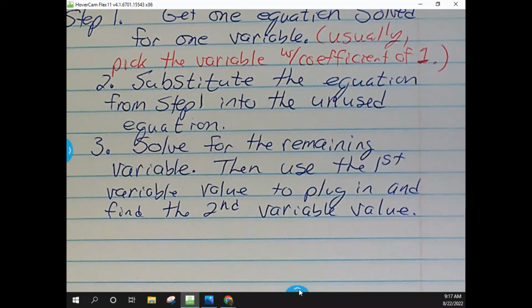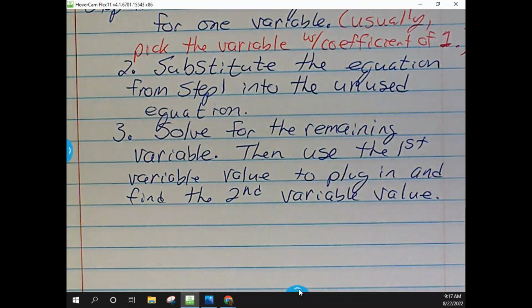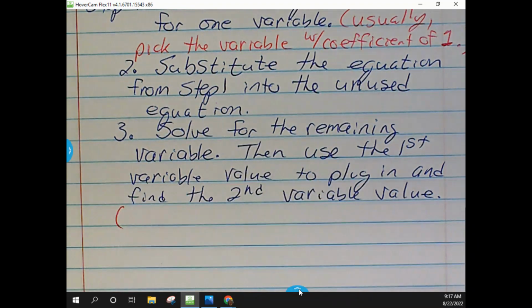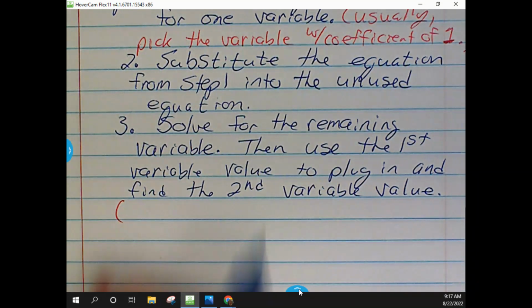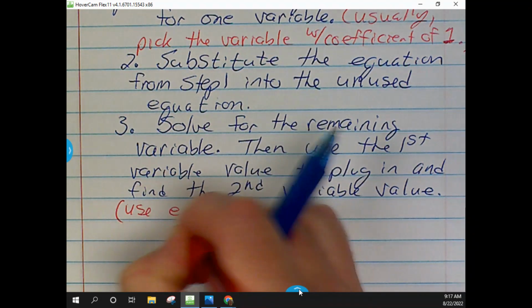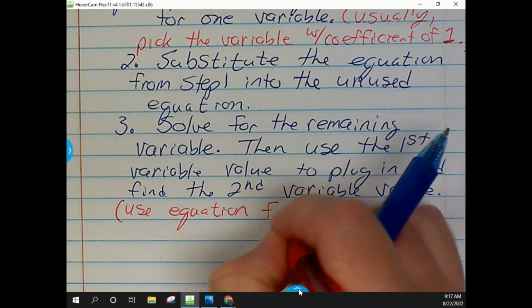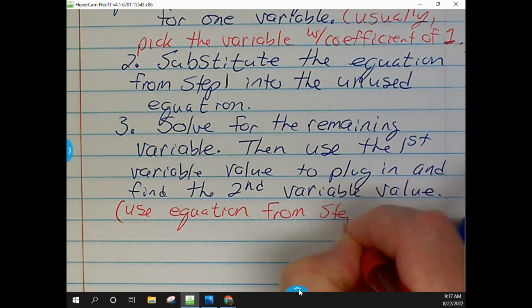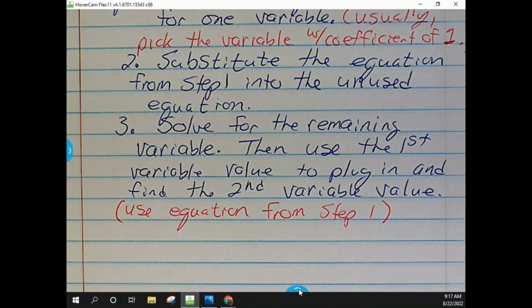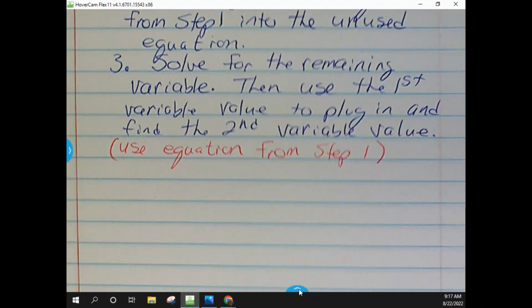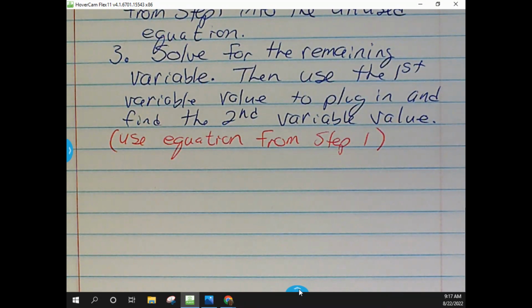Okay, and again, that third step is always the easiest one because once you get x equals 2, you're just plugging it back into an equation. Here's the shortcut for this one too when you get to step 3. To make it go really fast and really easy, use the equation from step 1, because once you've done the work in step 1, we're going to reuse that one over and over.